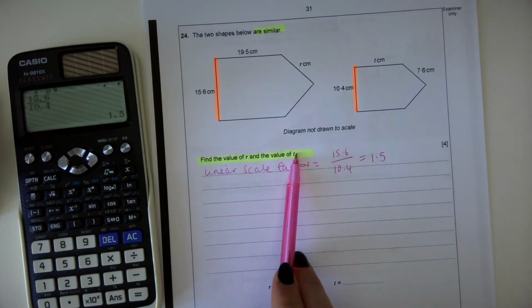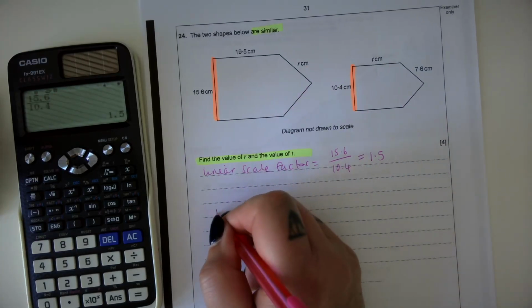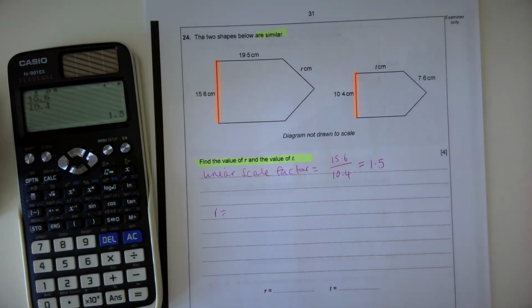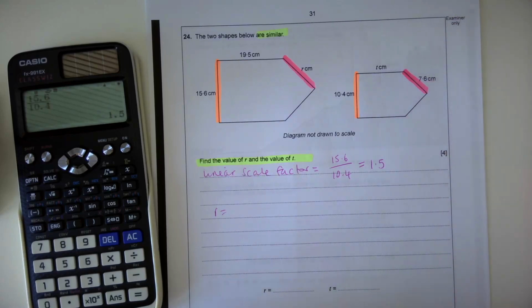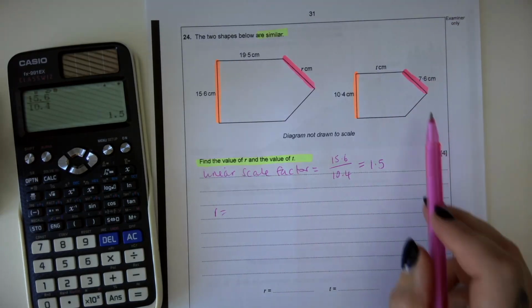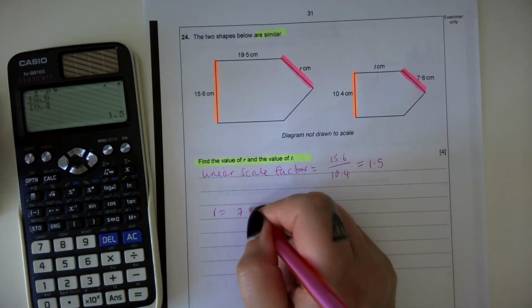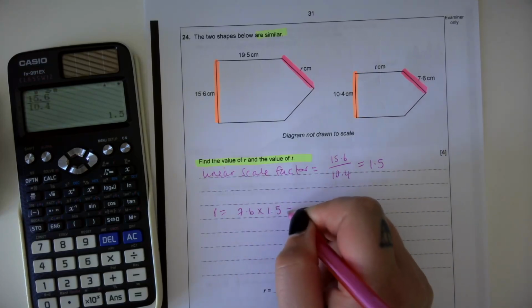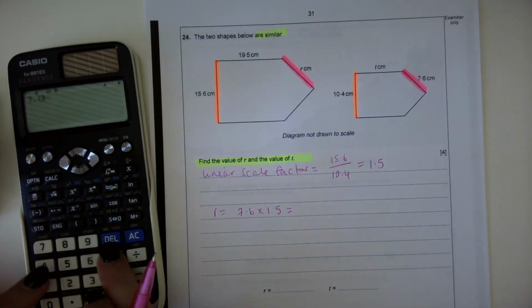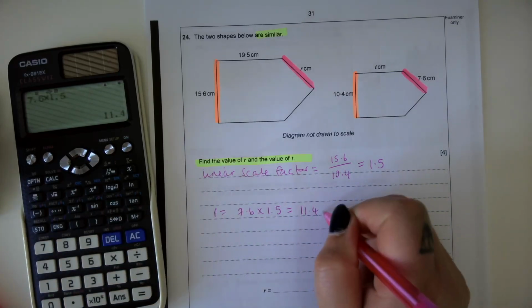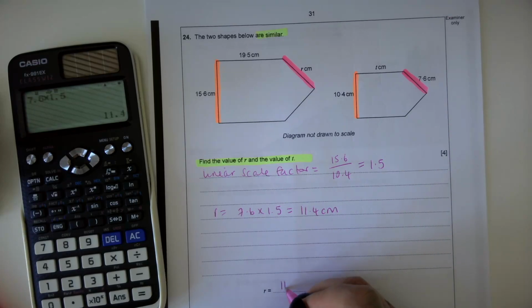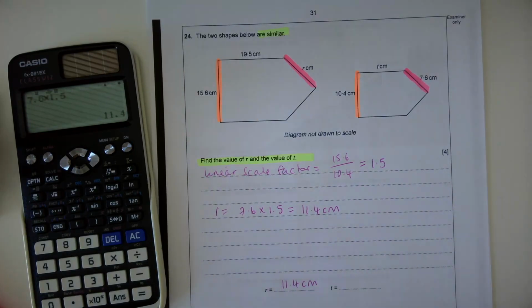Find the value of r and the value of t. So let's look at r. So r equals, now r, when we look at it, corresponds to this side. So if we get the smaller side of 7.6 and we multiply it by our scale factor of 1.5, that will tell us what r is. So r is 11.4 centimetres.